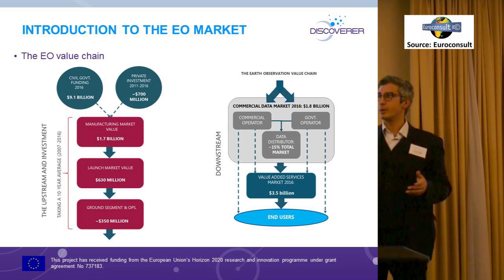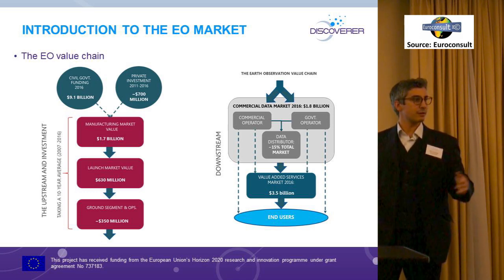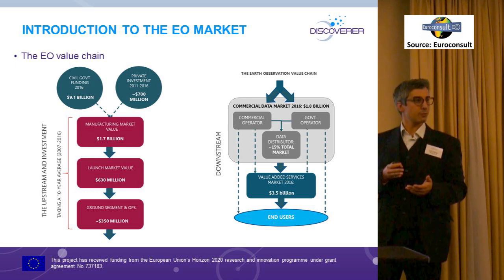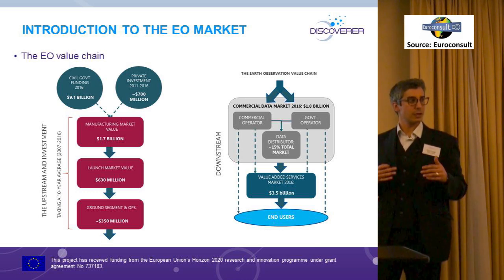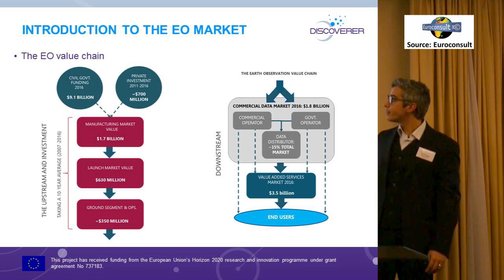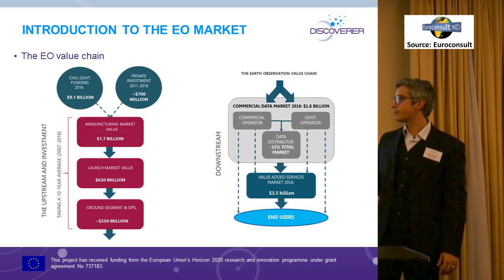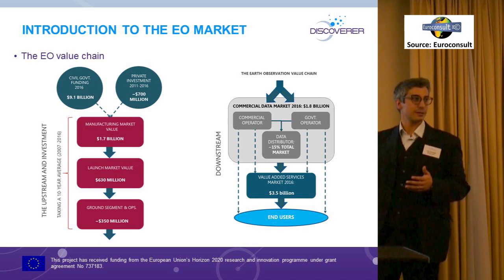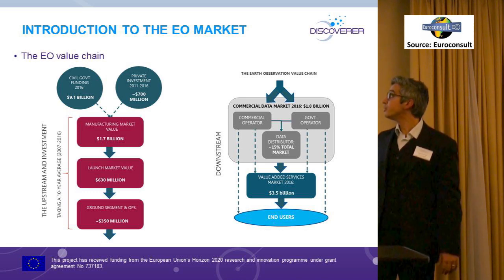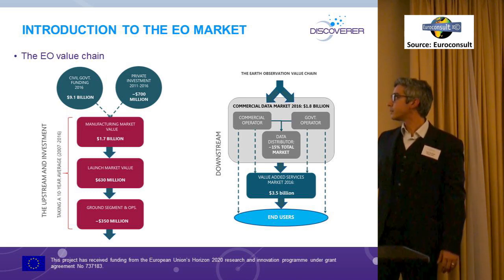So when we hear that a program costs 500 million, it's not paid in one year, it's paid over different years. So in order to make an average and to have a more accurate idea of the year-by-year figures for the upstream of the value chain, what we do is an average over the last 10 years. In this situation, we had these results.